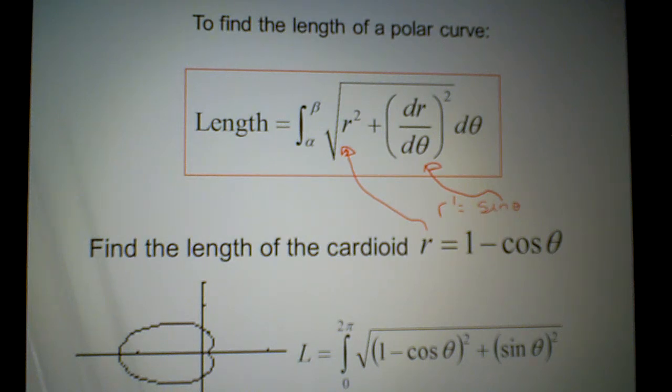So the length of the cardioid takes from 0 to 2 pi to complete one cycle, so the length of this curve is 0 to 2 pi. There's r. There's dr d theta. And I just put this into my calculator, fnInt, and I got 8.